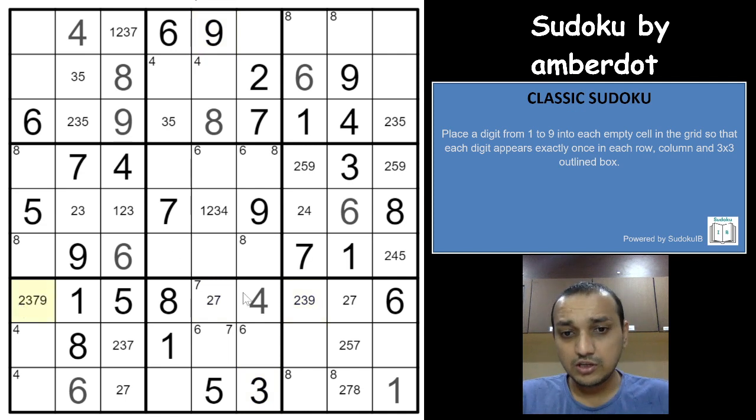Okay. You get a 2, 7 pair already in this row. So that eliminates 2 from this cell and 2, 7 from this cell. You have a 3, 9 pair here.